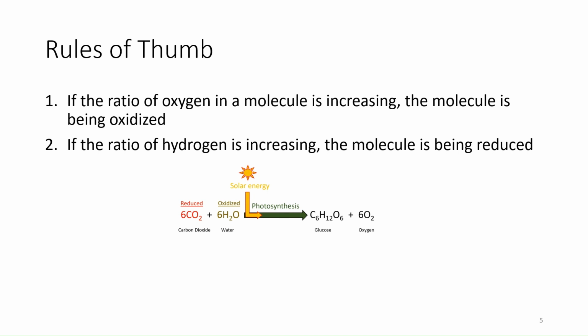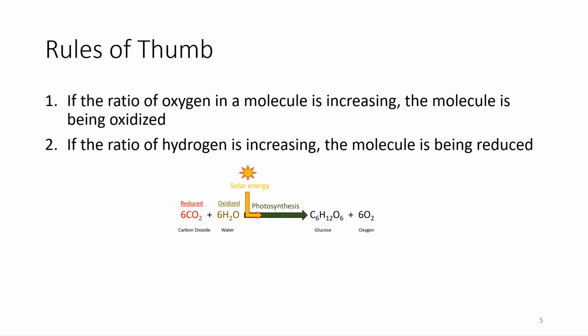So if we look at the before, the precursor molecule to glucose, that would be carbon dioxide. And you see there's 1 carbon for every 2 oxygens. If we look at the final product, glucose, there's 1 carbon to 1 oxygen. So if we examine our rule number 1, we can see that the number of oxygens has declined, or the ratio has declined. Since it's declined, we know that it's not being oxidized, it's being reduced.